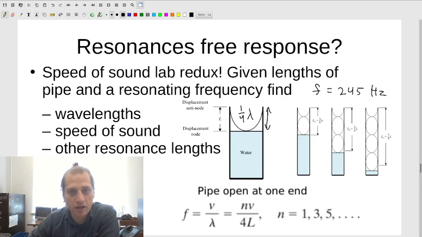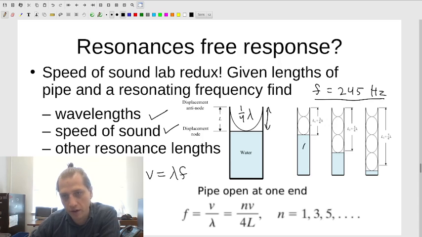In that case, I could ask you to use that to calculate something like the wavelength. You can find the wavelength by taking this times 4. You can find the speed of sound by taking v equals wavelength times the frequency, which would be a number written on a tuning fork. And I could ask you to find the next resonance wavelengths by using this formula, I guess, or drawing it out and figuring it out. So this would be an okay free response question.